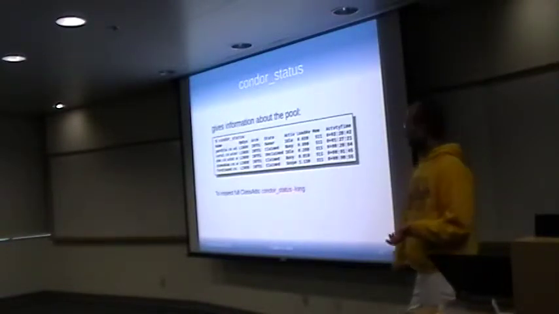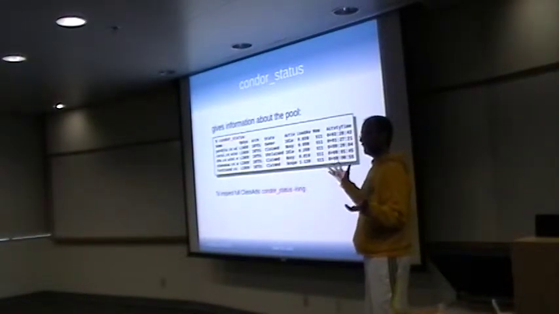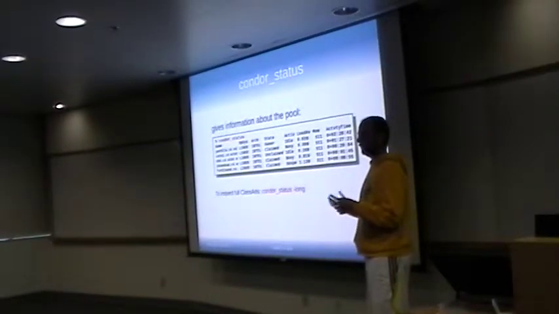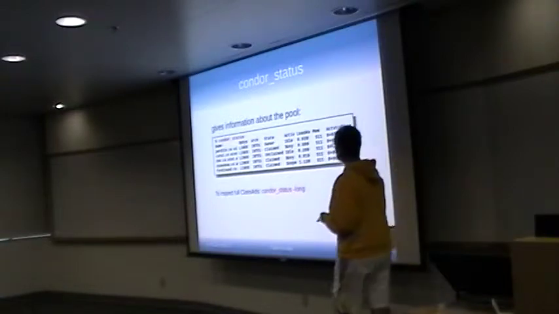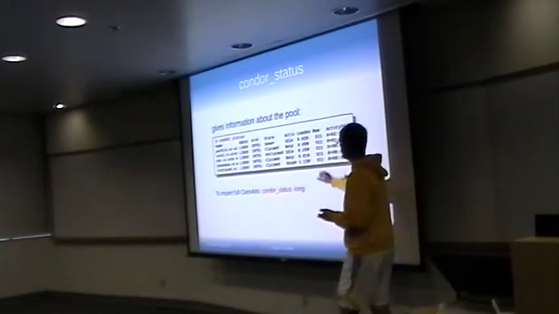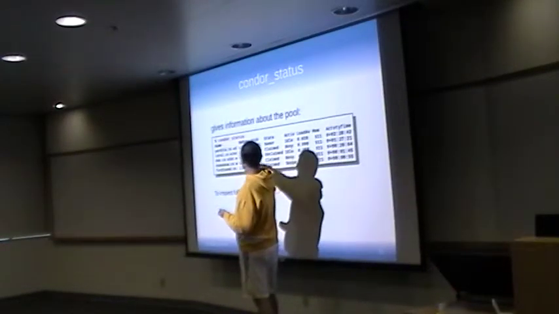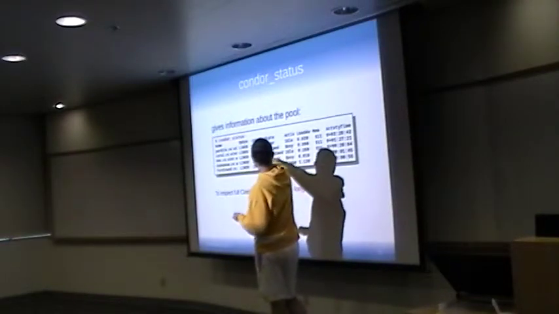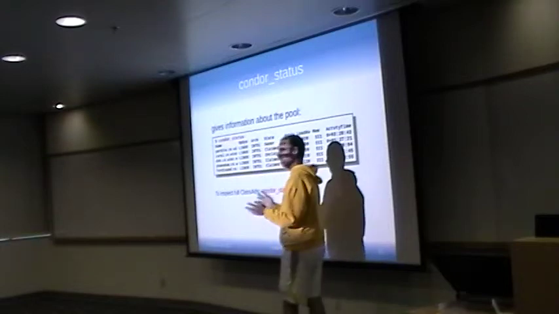The other part of the equation is Condor status. This gives you information about the pool, essentially what machines are available. In case of the glideins, you may start with an empty pool, but it will grow as the glideins are submitted for you. If you use Condor status, this is pretty much what you get: the machine name, operating system, architecture, is it in use or not. Essentially, claimed busy means it's in use. Anything else means it's not in use.